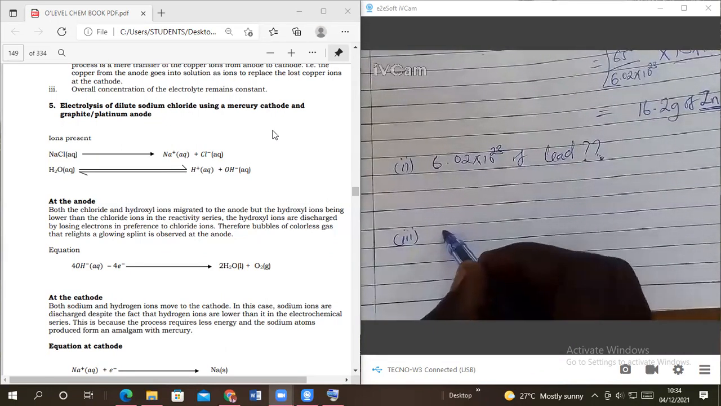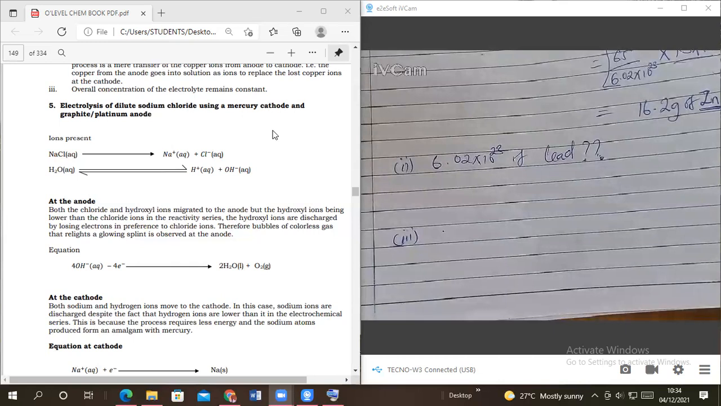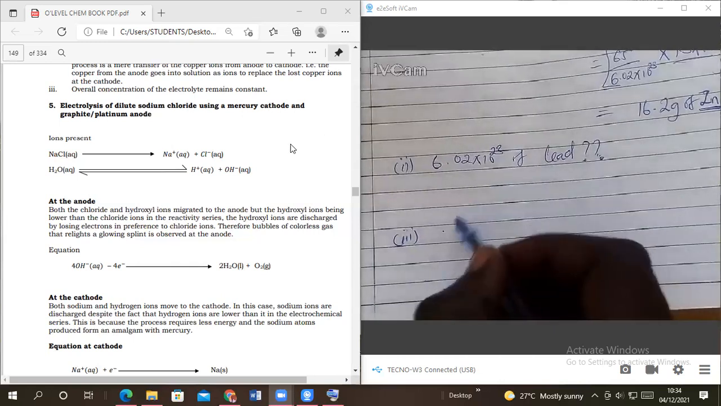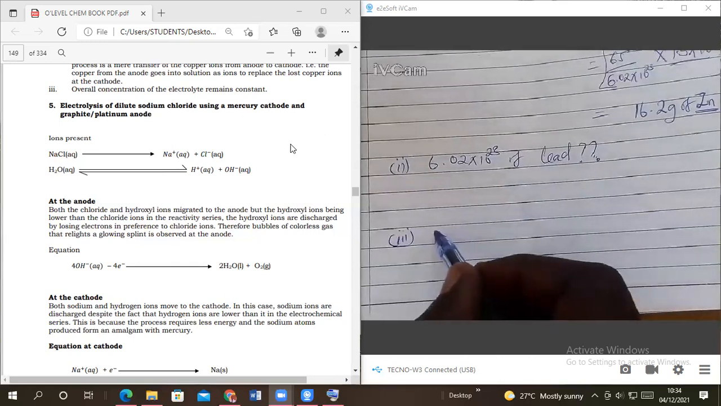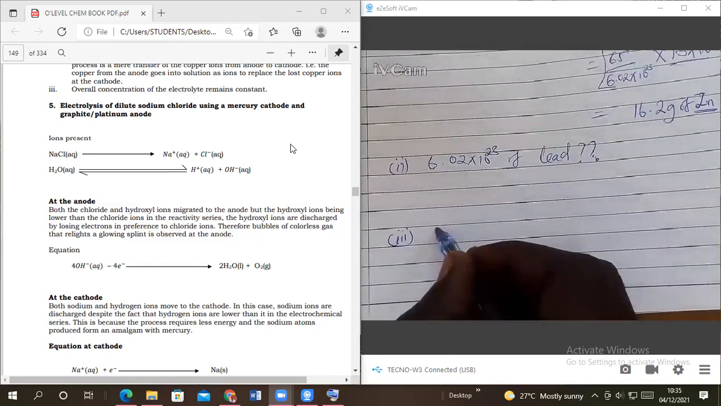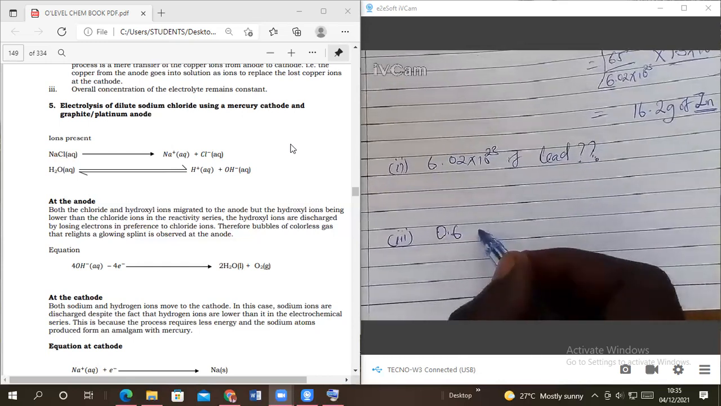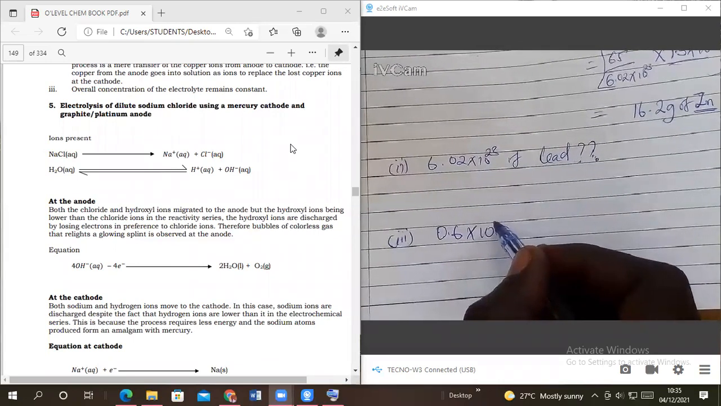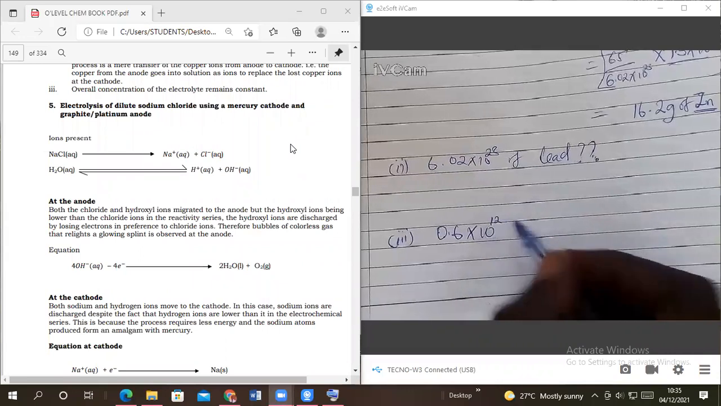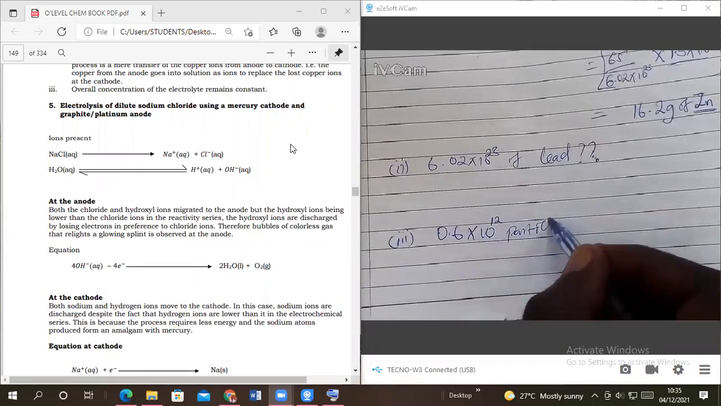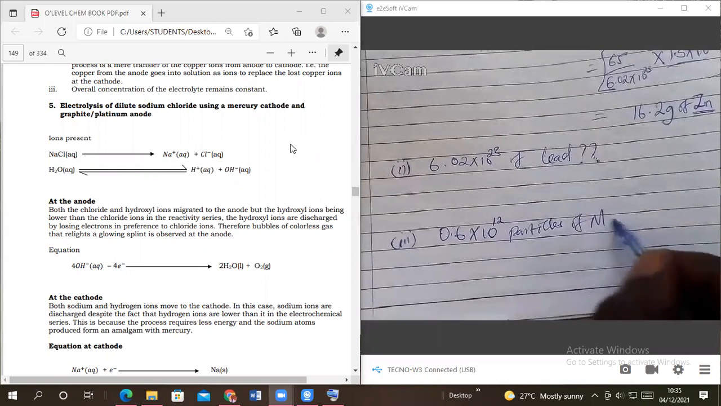Particles, how many are they? It is what? Neha, you read for me that one. 0.6 times 10 power 12 particles of magnesium, not manganese.